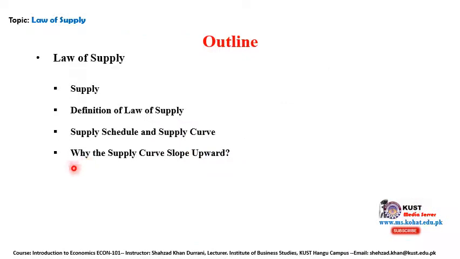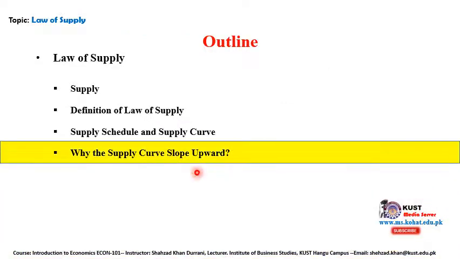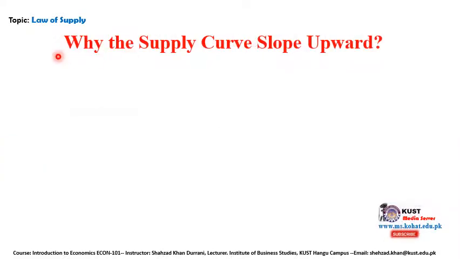Our next topic is why the supply curve slopes upward. What are some of the reasons that make the supply curve slope upward? We will try to understand. So why does the supply curve slope upward? What are some of the reasons?